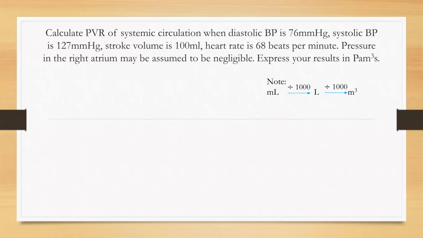And here we have to express our results in Pascal meter cube second. This is also very important, because if you do the whole calculation right but the units are wrong, the answer would be wrong. This relation is important to know: 1000 mL make 1 liter and 1000 liters make 1 meter cube. So this is how you can find the relation between them.